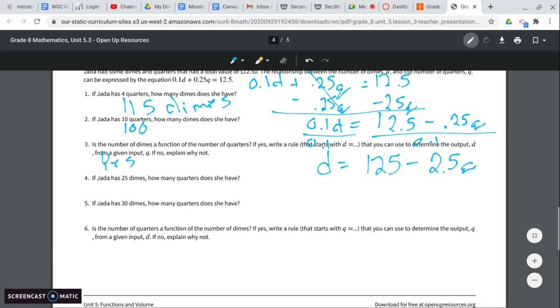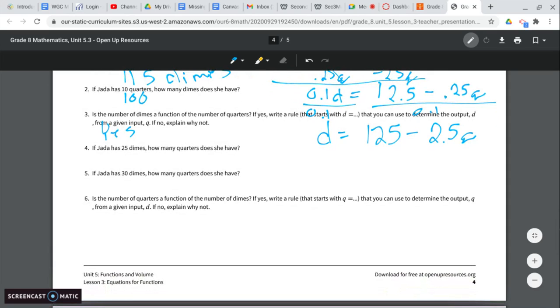All right, for 4, if Jada has 25 dimes, how many quarters does she have? So this is working the other way around. So we're actually going to do 6 first, and then you can see how rewriting it can make solving for these two a little easier than what we did before. So it is yes, we can switch this around and solve for Q.